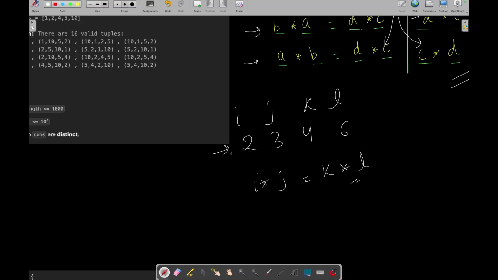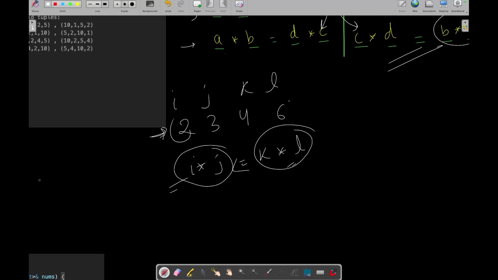Okay, so if an array is given in sorted order and you try to equate i into j equals k into l, then it will never become equal. Why? Because this will always be smaller than this, right? Because it is sorted, so 2 into 3 will always be smaller than 4 into 6, right? So in this way you can never get it. So let's take the case of sorted only. If it is not given in sorted order, then we will sort it.